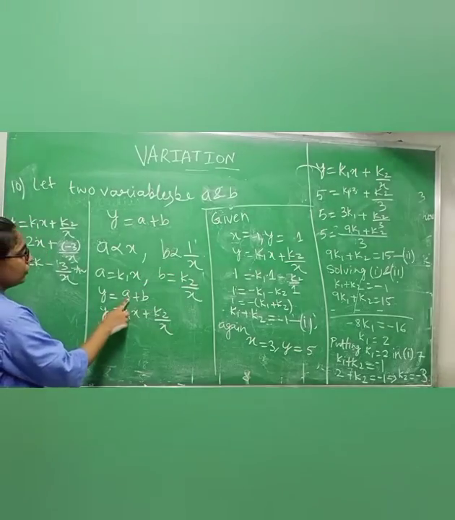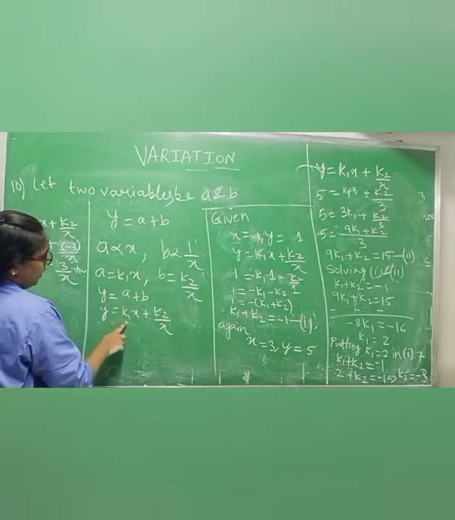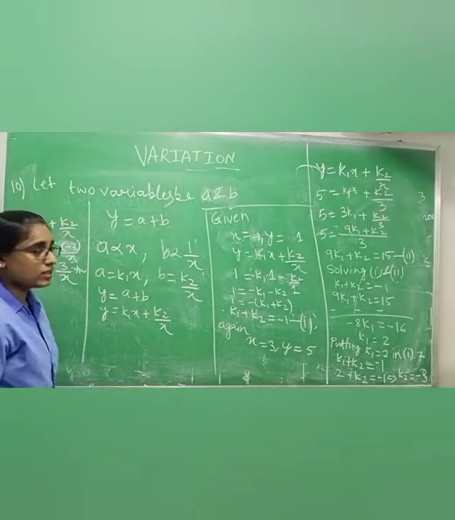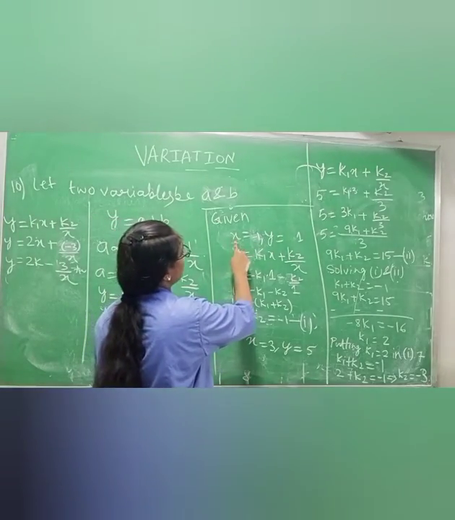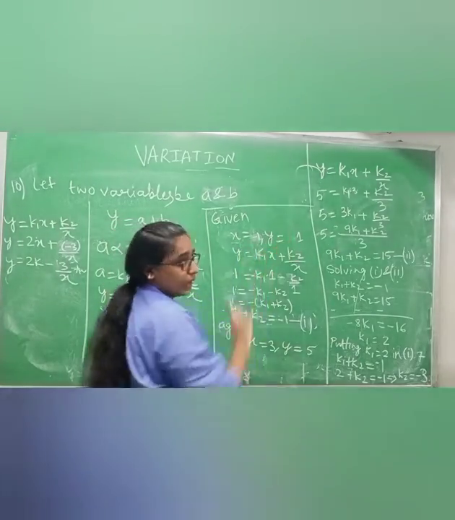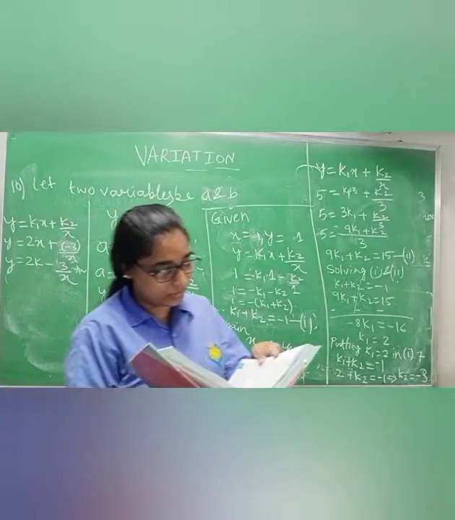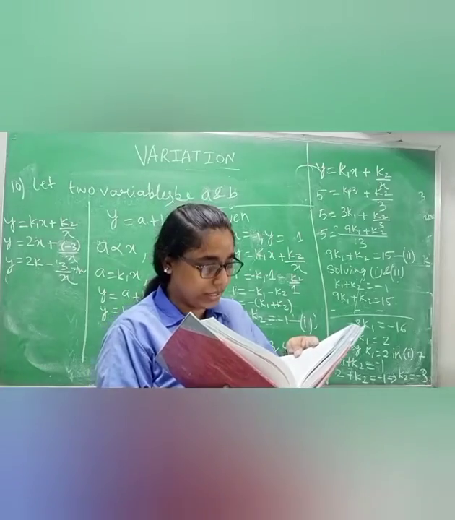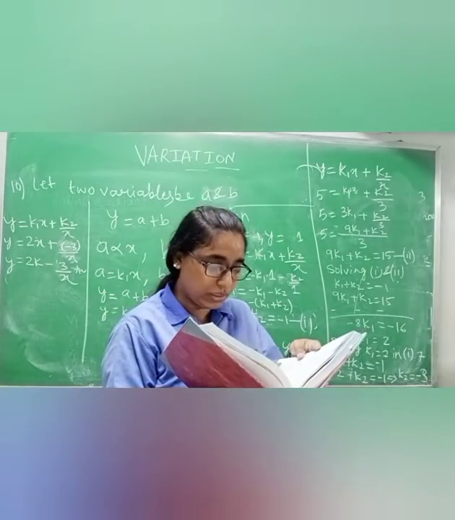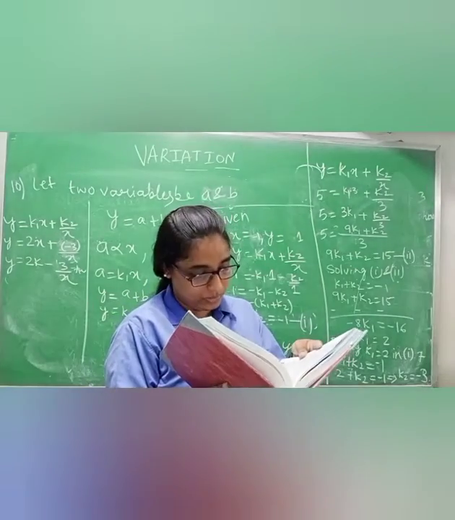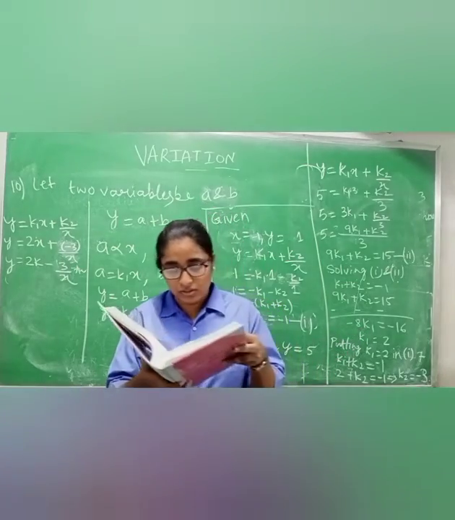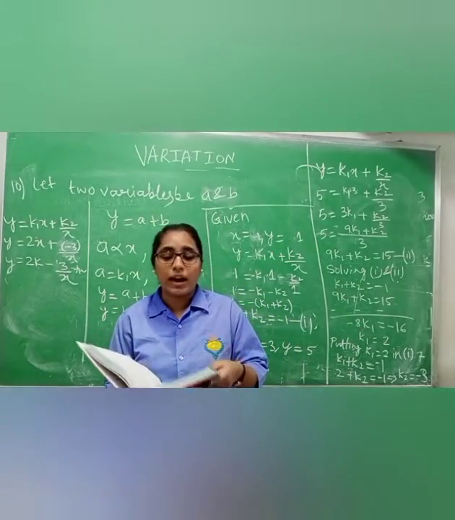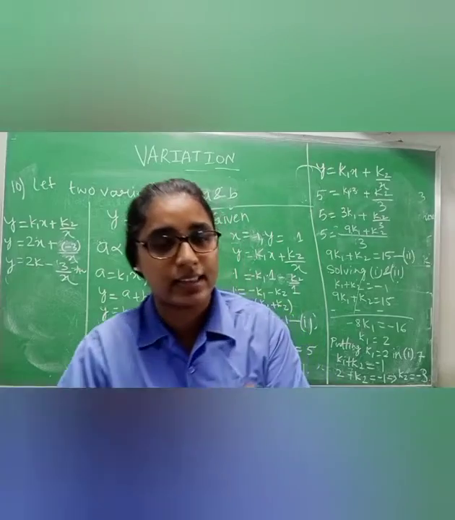Now I am putting the value of A and B here. y equals k1 x plus k2 by x. Now it is given, if x equals -1, y equals 1. In the question it is already given in the second sentence. When x equals -1, then y equals 1, and when x equals 3, then y equals 5. Let us find the relation between x and y.